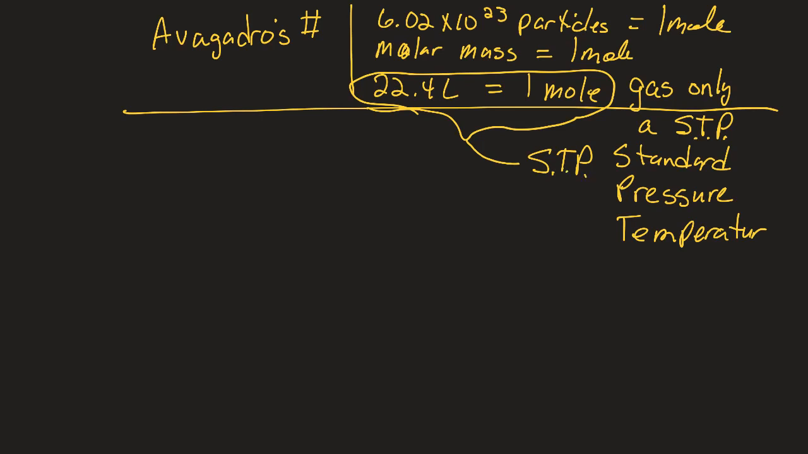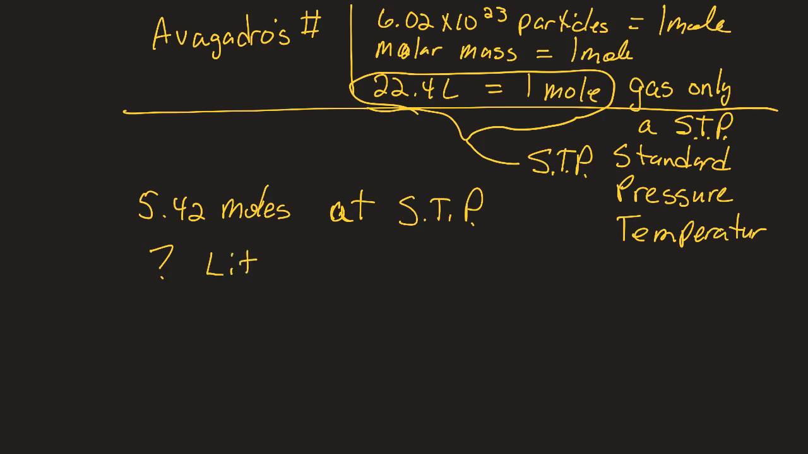So let's take a look at how this works. Let's say I've got 5.42 moles of a gas. And the gas is at STP, standard temperature and pressure. And the question says, how many liters would this be, or what is the volume?